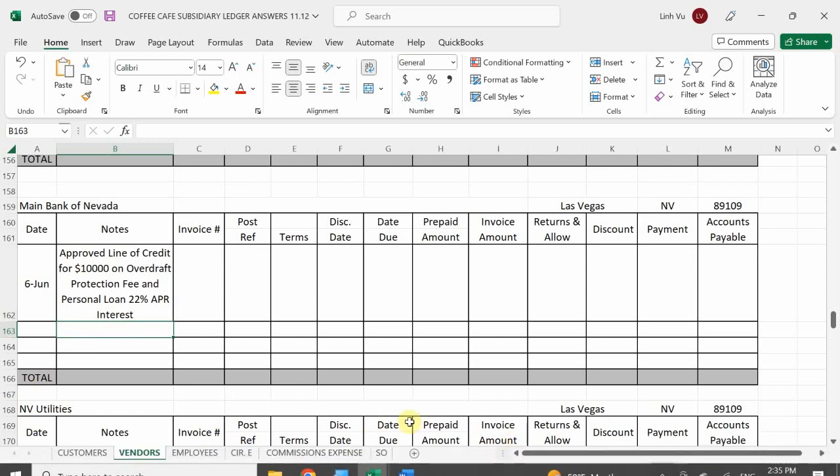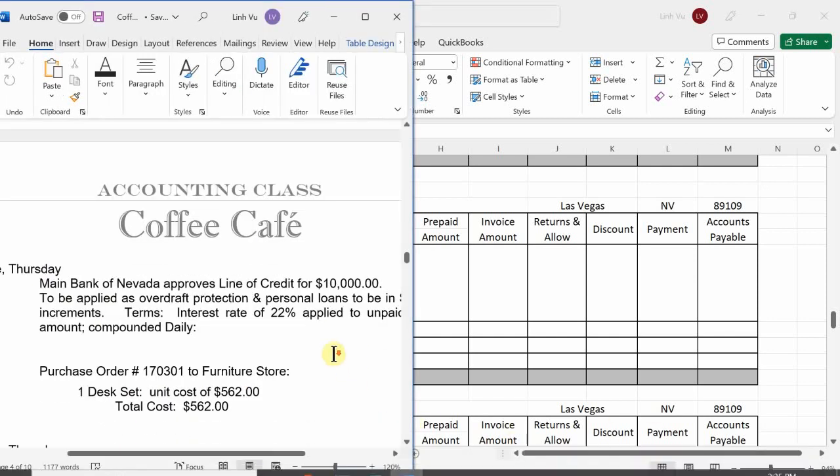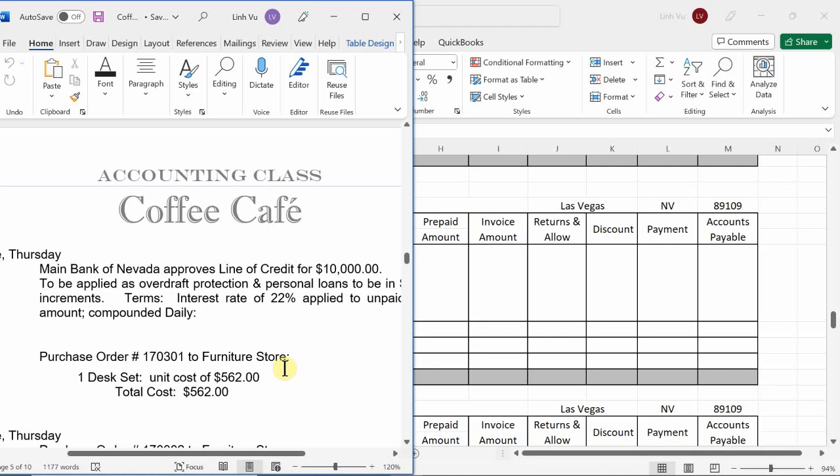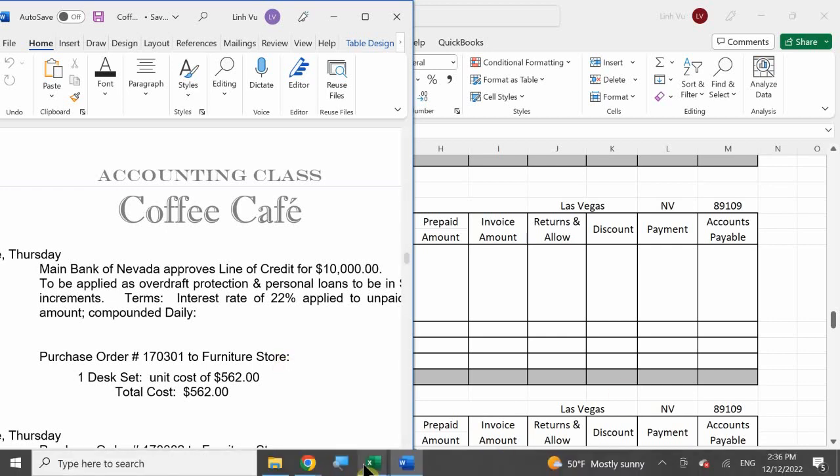All right. So let's see what is next. The next transaction we have here is our very first purchase order, number 17301 to Furniture Store, and we're going to buy a desk set for our computer. Unit price is $562 even. So in this case, what do I need to do with this information here? Is this something I need to journal? Yes or no? Yes. Why?